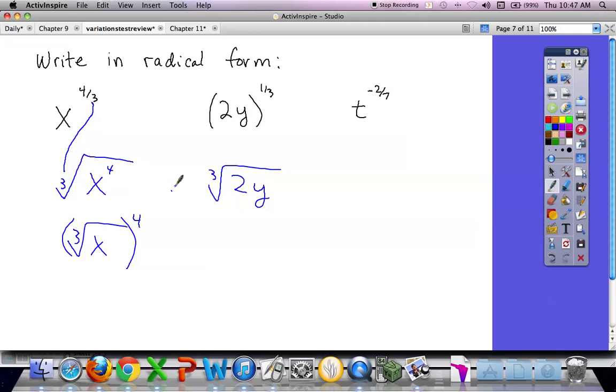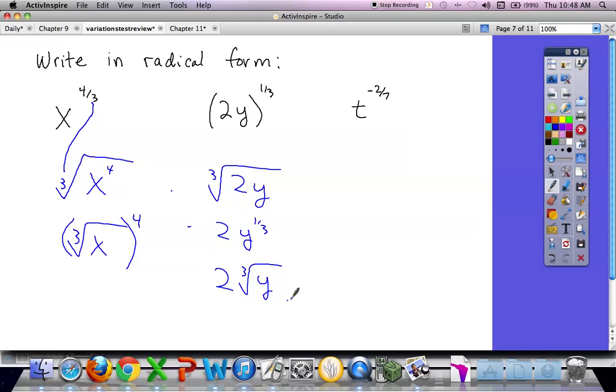How would that problem have been different if it was 2y to the 1/3? The 2 would have been on the outside. It's not being raised to the 1/3. So that would have been 2 times the 3rd root of y.